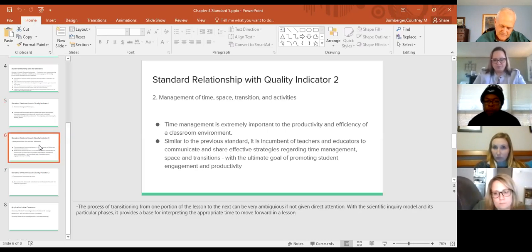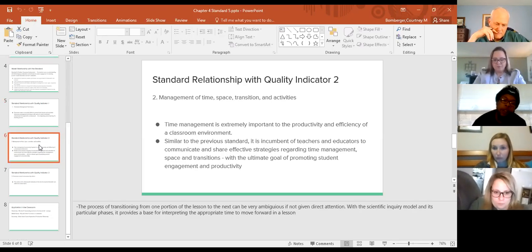So with this scientific inquiry model in its particular phases, it provides us a base for interpreting the appropriate time and place to move forward in a lesson. And similar to the previous standard, it's important for teachers and educators alike to communicate and share these effective strategies in regards to time management and transitions in space. Again, with the ultimate goal of promoting student engagement and productivity.